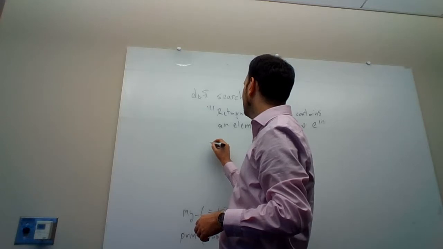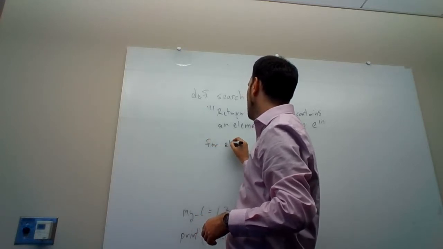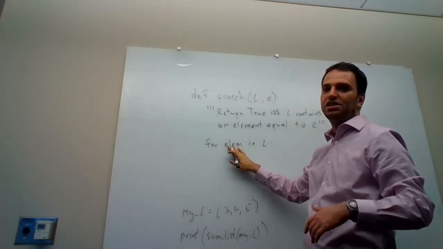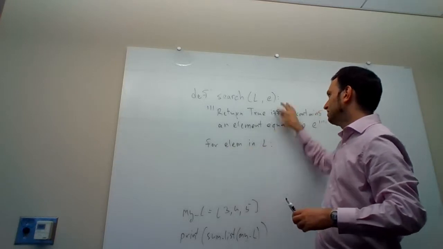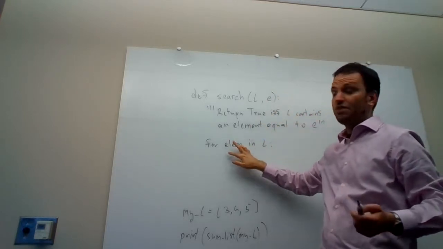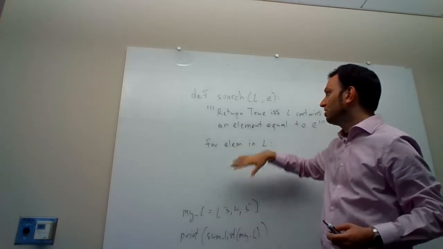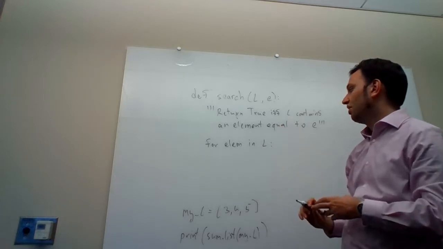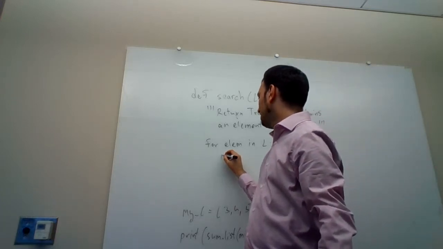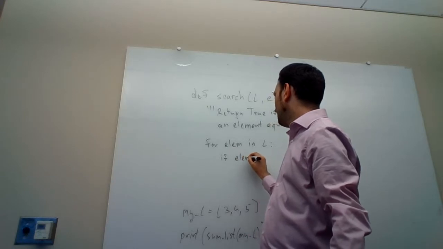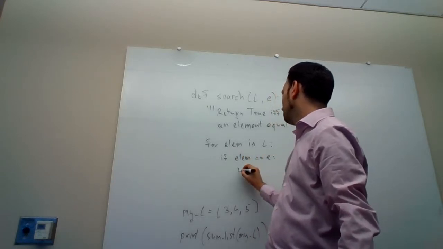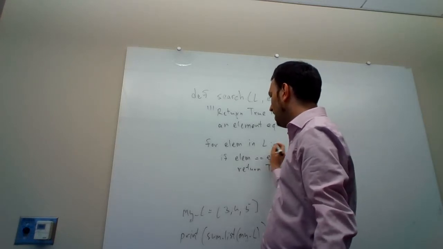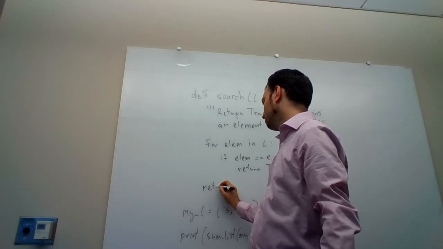So here's how I'm going to go about that. I'm going to say for lm in L. Note that I say lm here rather than E, and the reason for that is that E is already taken. I could say for E in L, but then this new E is going to override the old E, so I wouldn't know what to look for in the list L. And what I'll do here is I'll say if lm is equal to E, return true. And then after the for loop has ended, I'll say return false.